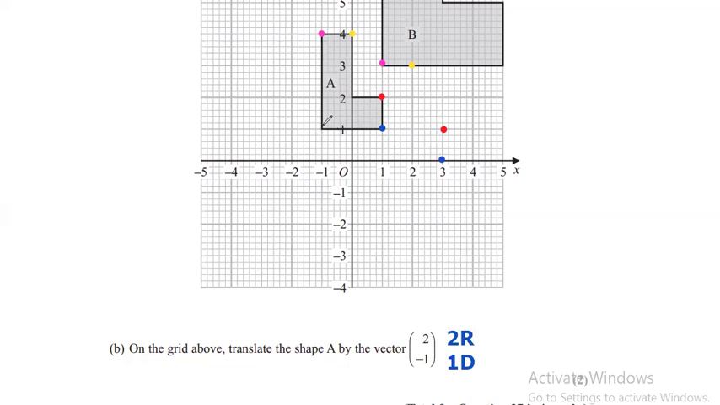The last point, which is this one: 2 right, 1, 2, 1 down here. And then the last point, let's use green, for example, here. So 2 right, 1, 2, 1 down here. And then at the end, what do we do?